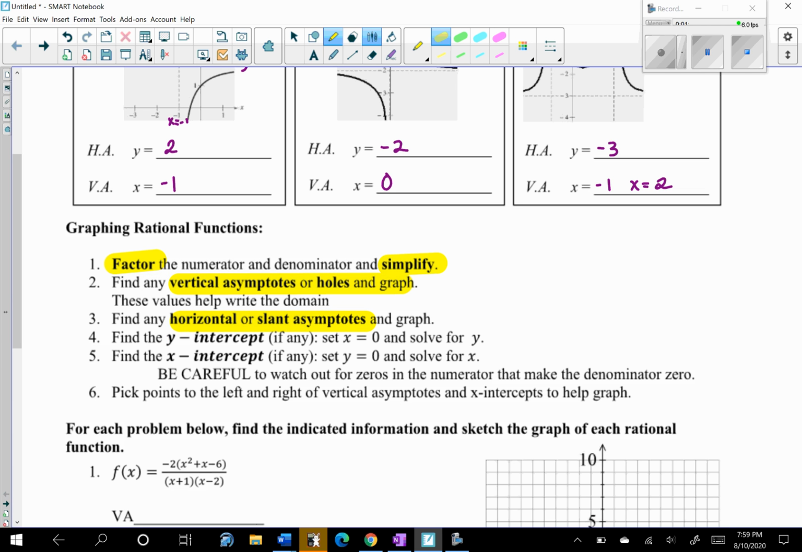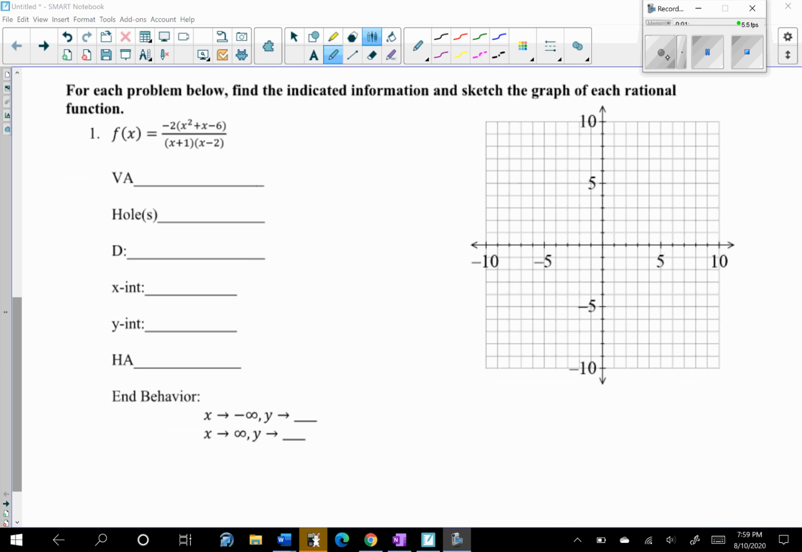Find the y-intercept. Remember to find that. Set x equal to 0 and solve for y. Find the x-intercept by setting y equal to 0 and solving for x. Be careful to watch out for zeros in the numerator that make the denominator 0, because again, we can't have 0 in the denominator. Pick points left and right of the vertical asymptotes and x-intercepts to help graph.